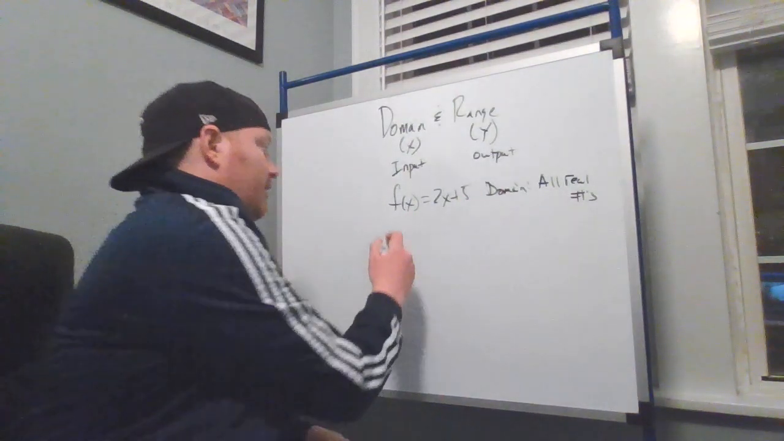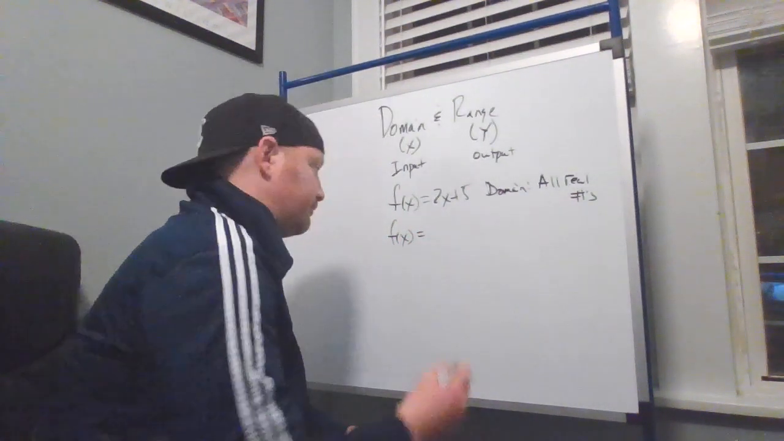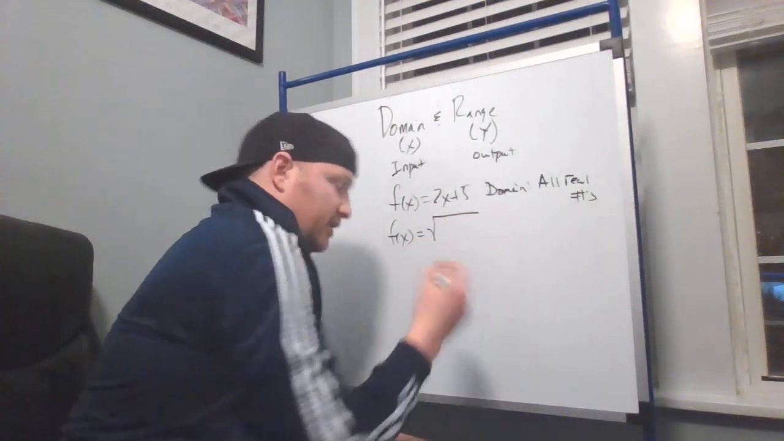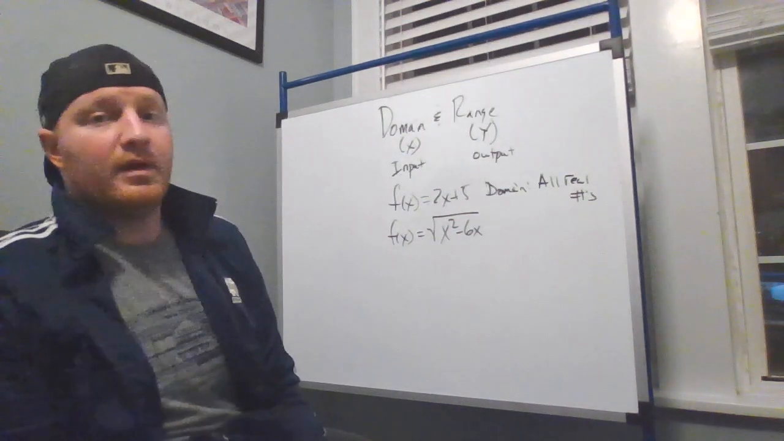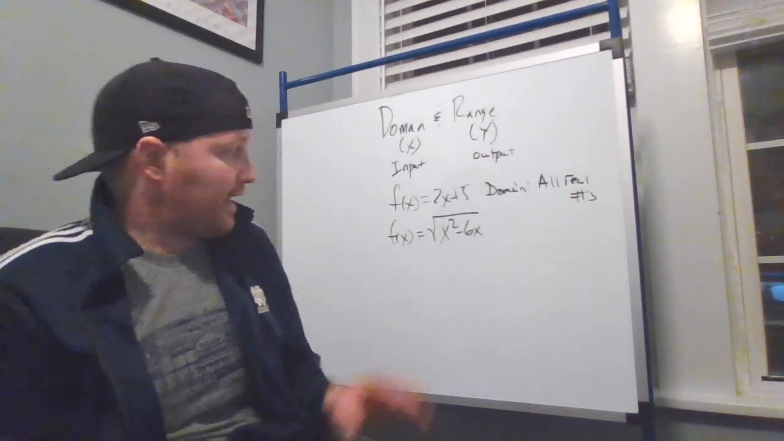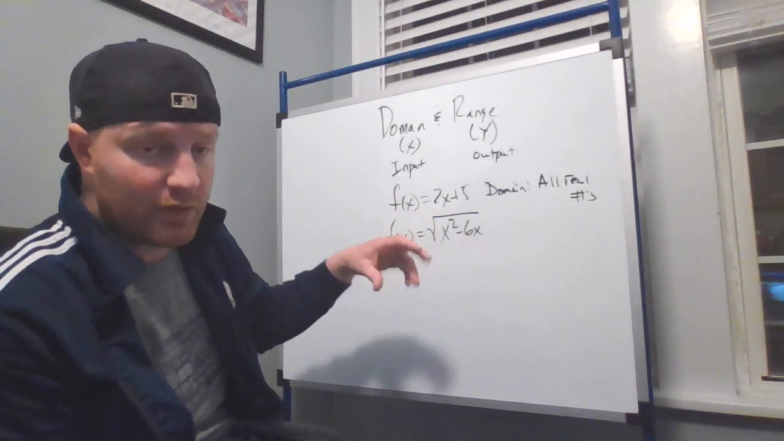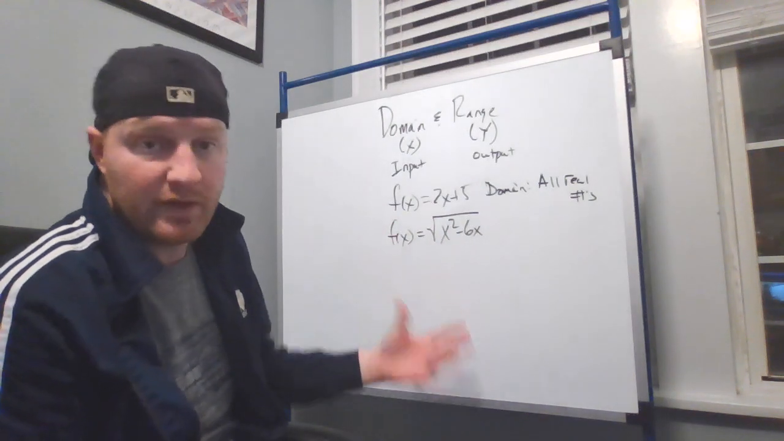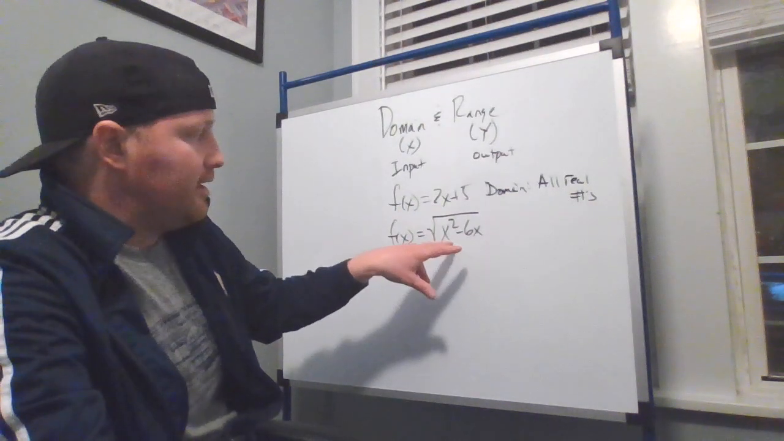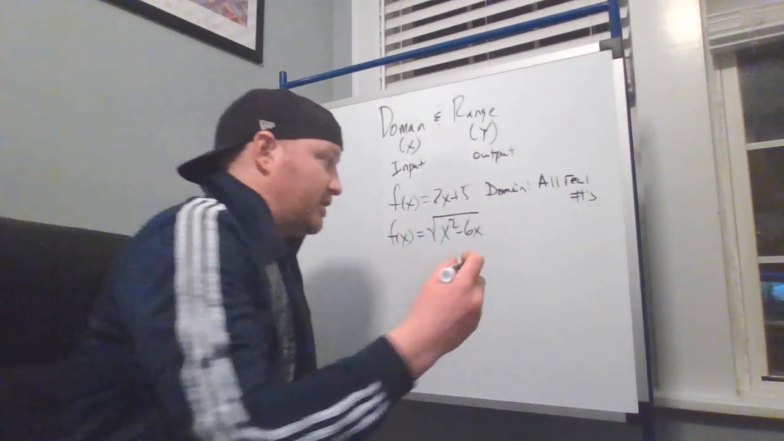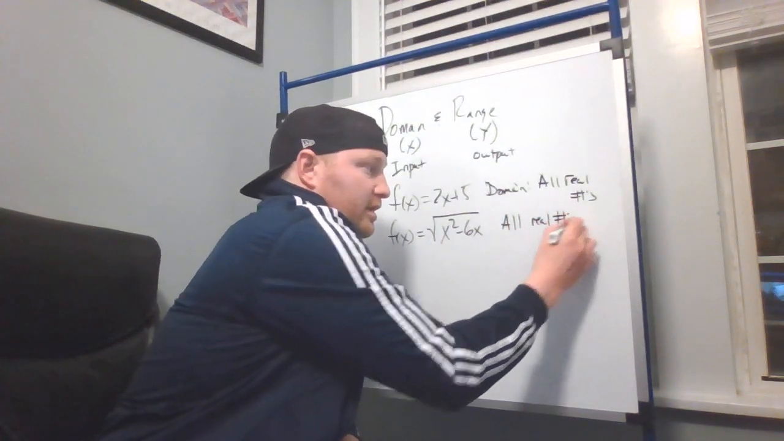Now let's make it trickier. Now let's say I got a function like this, and again, we're going to start easy, get hard, but if I got a situation like the square root of x squared minus 6x. Now, in this particular situation, I got a radical, square root. So it is impossible for me to take the square root of a negative number because no such number exists. So in this particular case, again, I'm starting easy, getting hard. This is also another all real number situation. All real numbers is my domain.